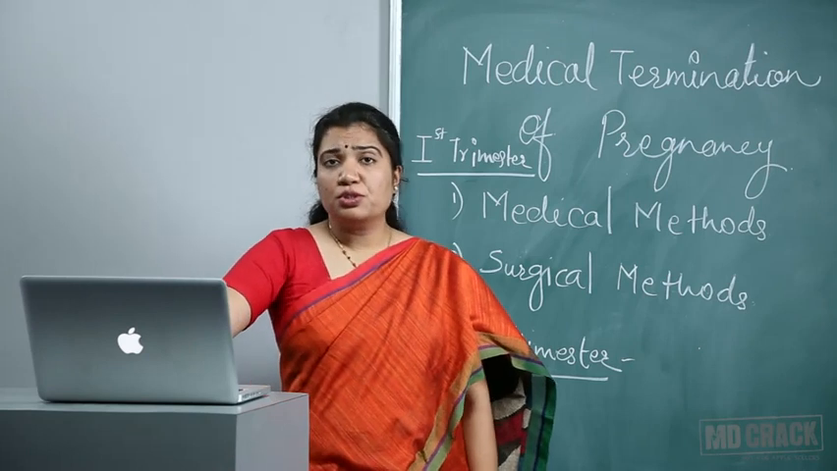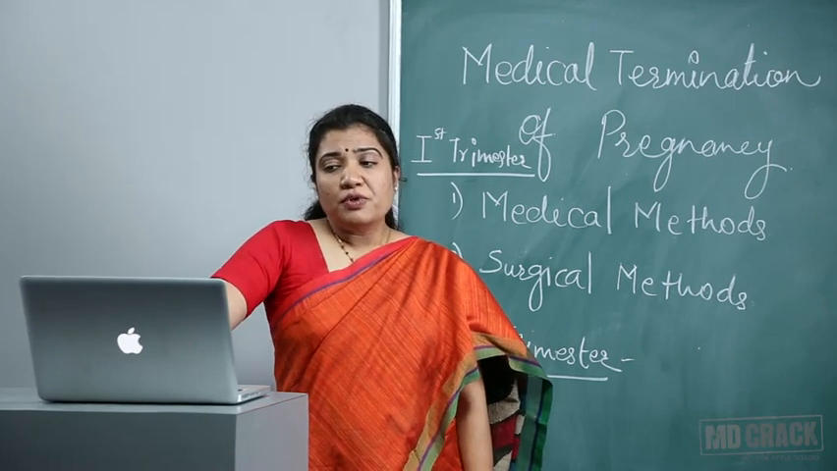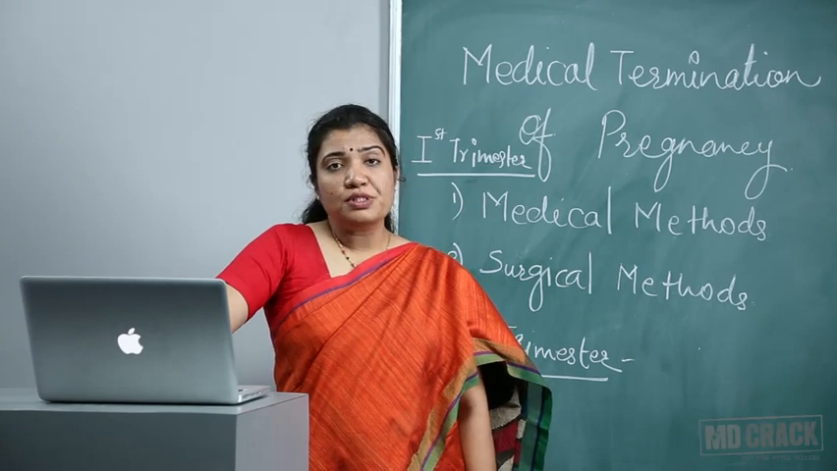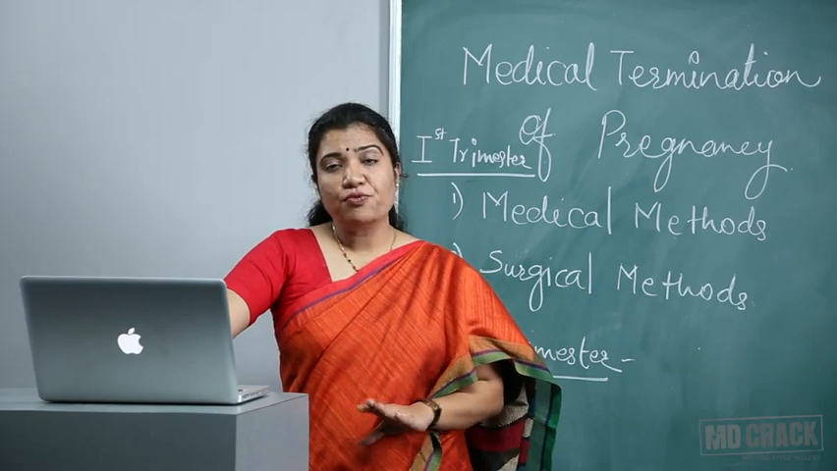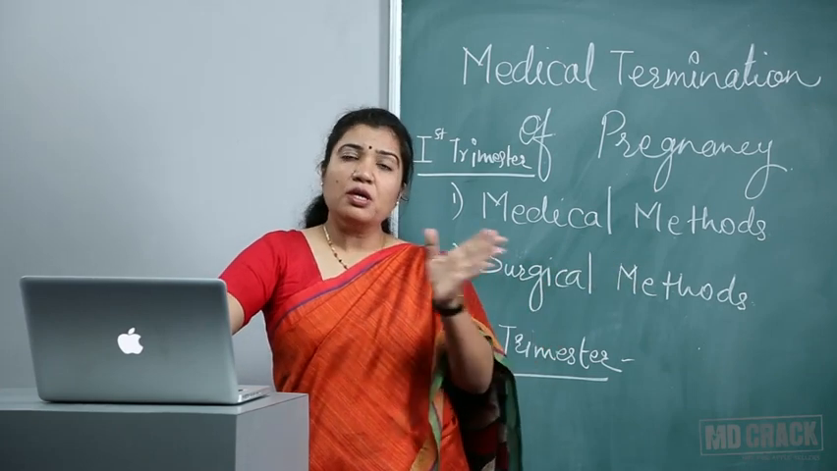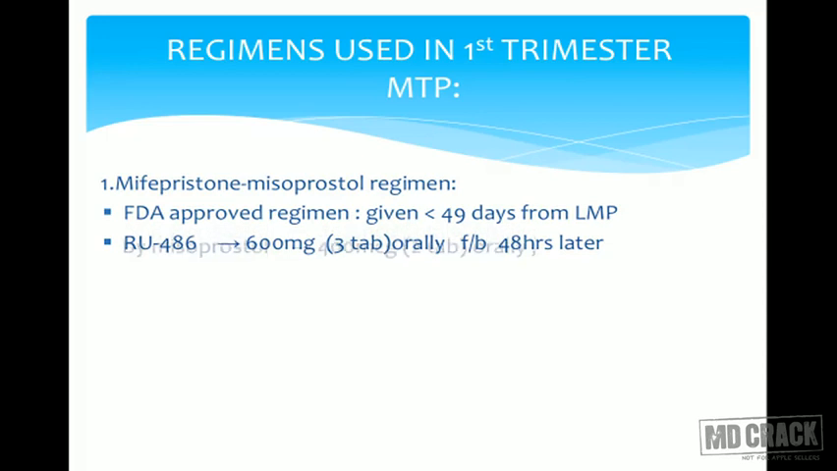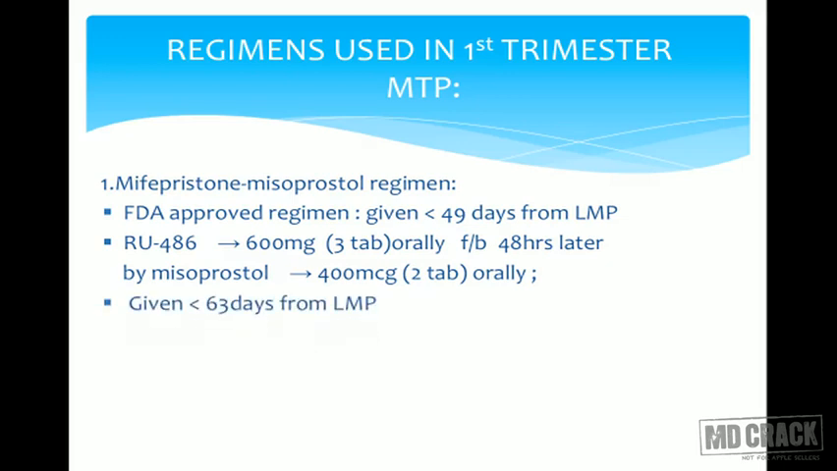What are the regimens used for this? The first FDA approved regimen was meant for less than 7 weeks, that means less than 49 days from LMP, last menstrual period. RU486, 3 tablets, each tablet 200 milligram. So 3 tablets orally to be given, followed by after 48 hours 2 tablets of misoprostol, that is 400 mcg orally. This is the first regimen.